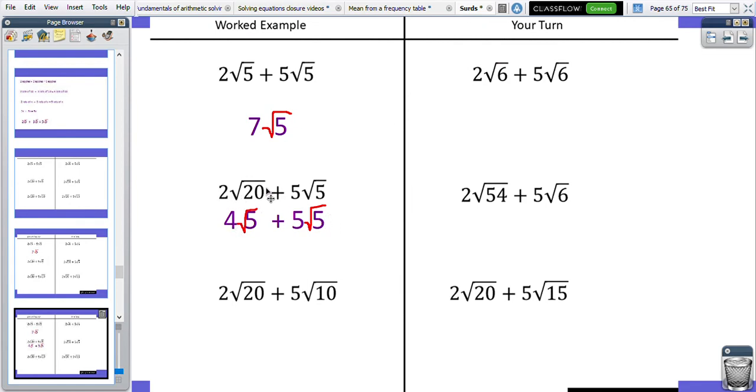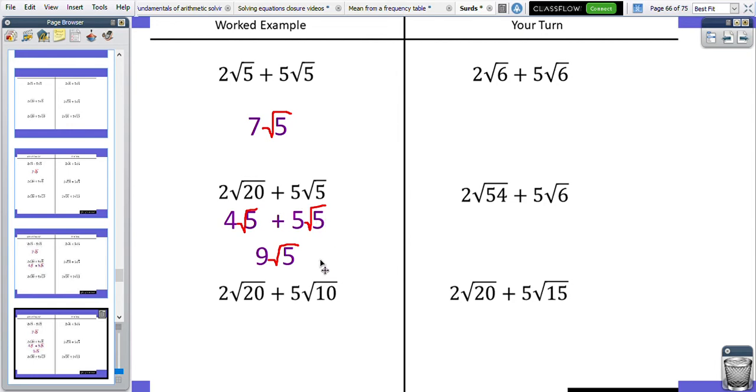Alright, now that I've simplified that first surd, do we see why that was helpful? Now I have 4 root 5 plus 5 root 5, so altogether I have 9 root 5s. So I simplify to ensure that these two roots are the same. I can only add them when my surd parts are the same.